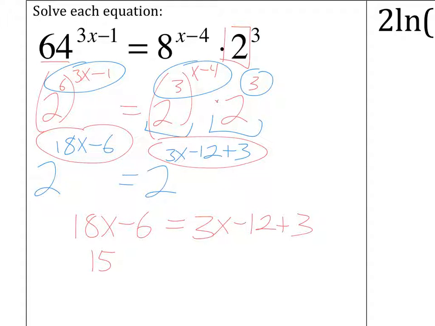Combining like terms, I get 15x on the left side. And on the right side, we've got minus 9 plus 6, which will be minus 3. X is going to be negative a fifth.